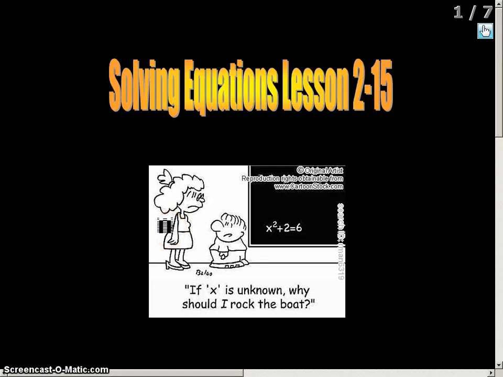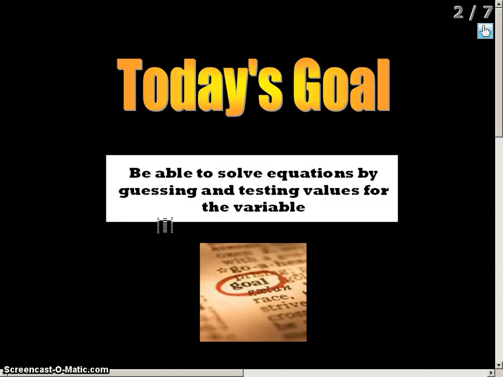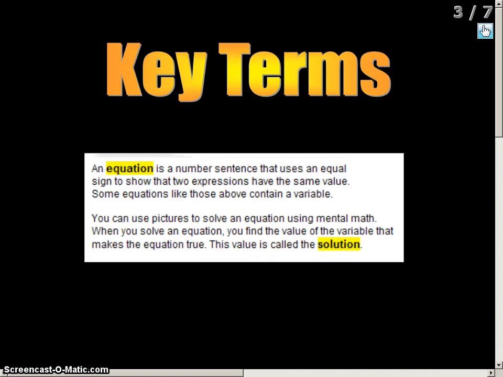This video is designed to show you some of the key concepts we discussed in Solving Equations Lesson 2-15. Our goal for today is to be able to solve equations by guessing and testing values for the variable. So that's all we're going to be doing today. We're going to be guessing and then testing to make sure our answers are correct. I know some of you are familiar with the try, check, and revise strategies, and it'll look a lot like that. The key terms that we're going to be looking at today are equation and solution.